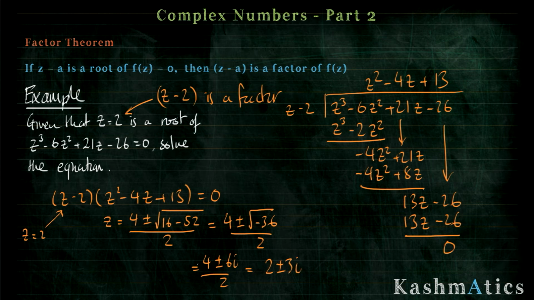So overall, my solutions are, now I know this is a little bit untidy, z equals 2, z equals 2 plus 3i, and z equals 2 take away 3i. So as you can see, the complex roots are a complex conjugate pair.